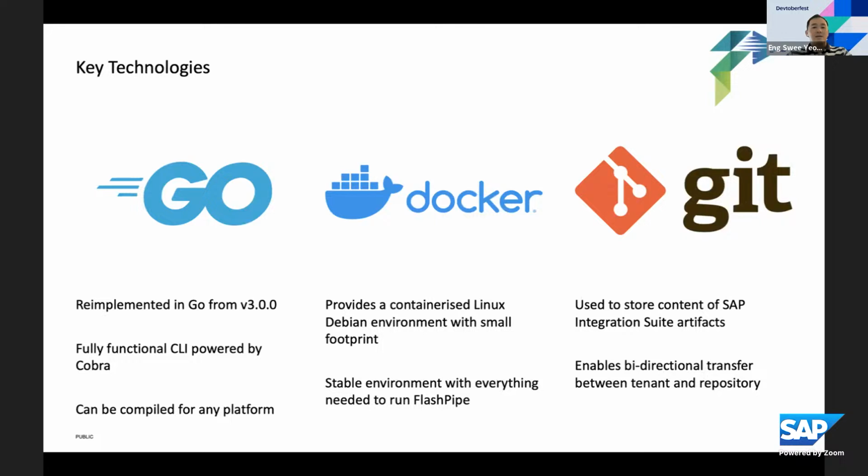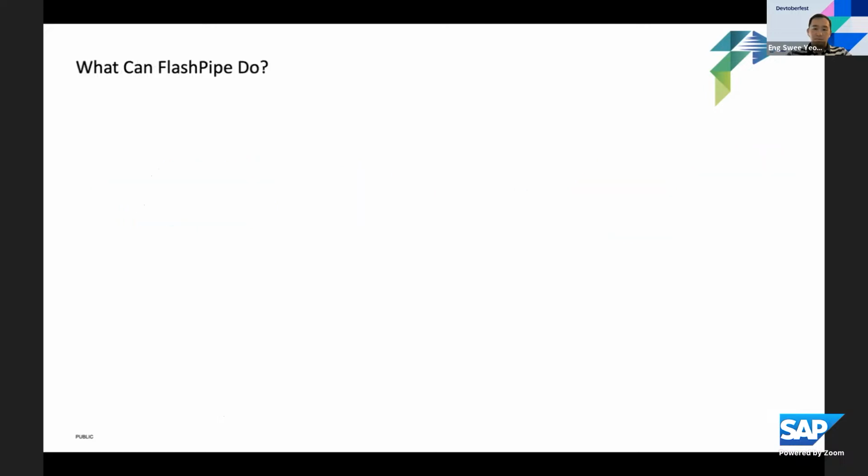And lastly, Git is a core element of FlashPipe. It is used to store the content of the artifacts that are from the SAP Integration Suite tenant. They are transferred to Git as raw files, and this allows you to have a bi-directional transfer between a tenant and a Git repository. So we have given a bit of facts about FlashPipe and some technologies around it.